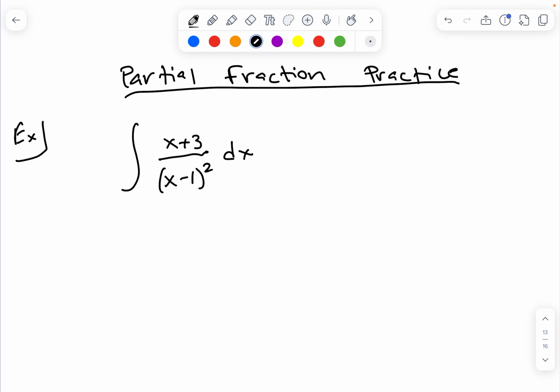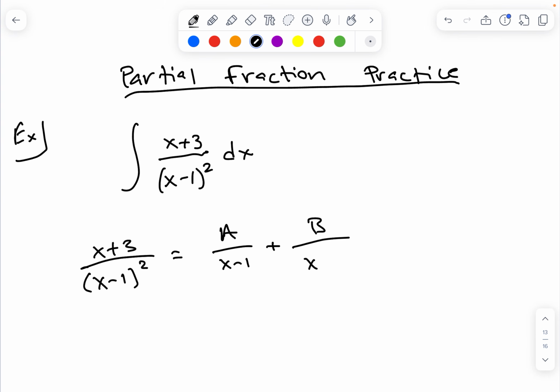We have the integral of x plus 3 over x minus 1 squared dx. In this example, the denominator contains a repeated linear factor because x minus 1 appears with a power of 2. So we need one fraction for every power of that factor. So again, we can take this fraction and rewrite it as A over x minus 1 plus B over x minus 1 squared.